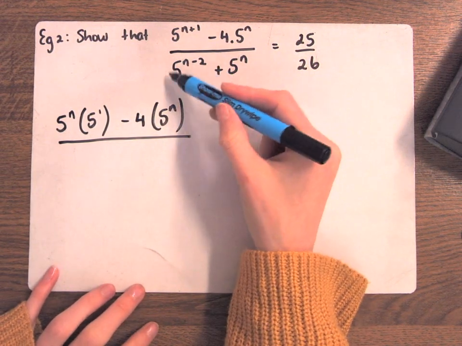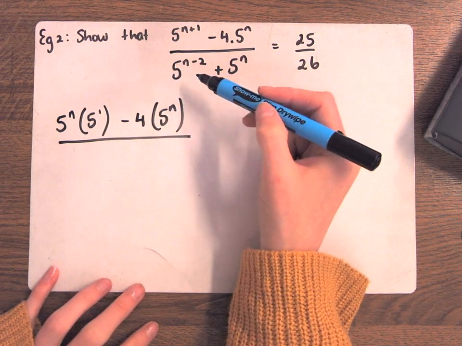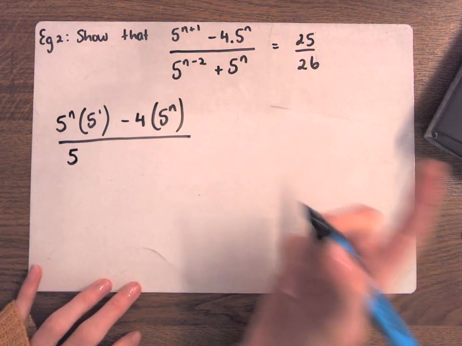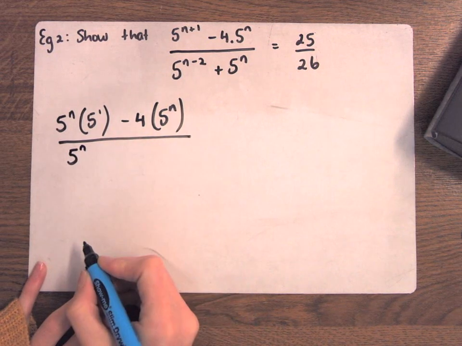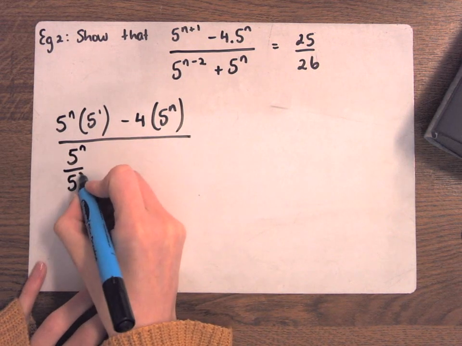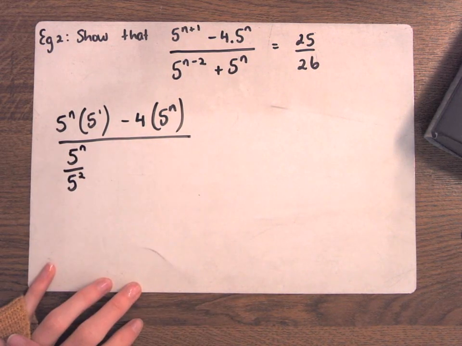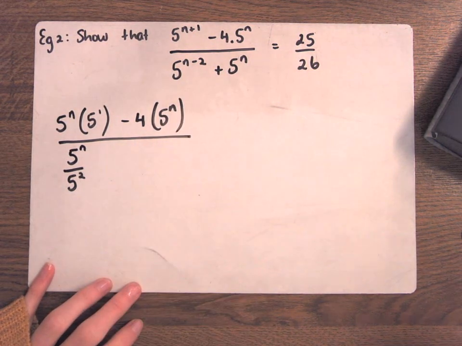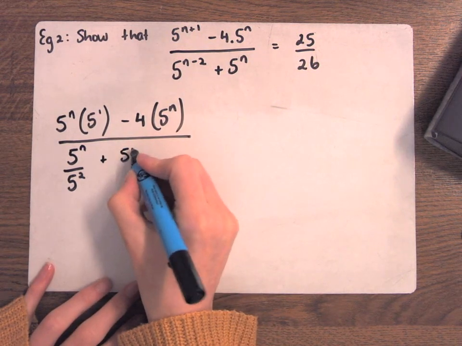Normally what's happening when we're taking? It was being divided, wasn't it? So it would be, it's totally up to you which way you do this, 5 to the power of n over 5 to the power of 2. Okay, because if I'm minusing my powers, I was dividing. Plus 5 to the power of n, can't do anything there.